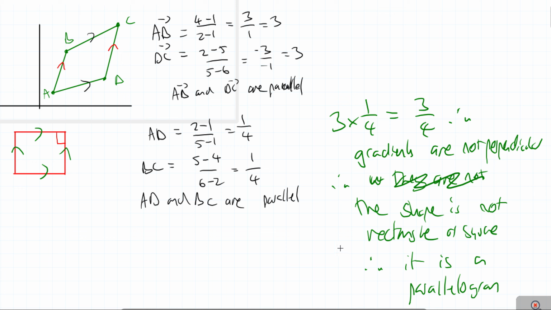Again, once you've seen a question like this, hopefully if you get this in the exam, you'll know that you need to do this extra step at the end to prove that it's a parallelogram and not a rectangle. Okay, that brings to the end of this video.